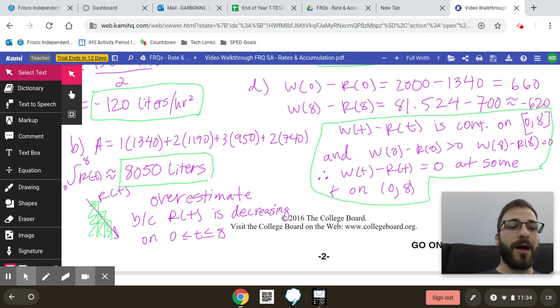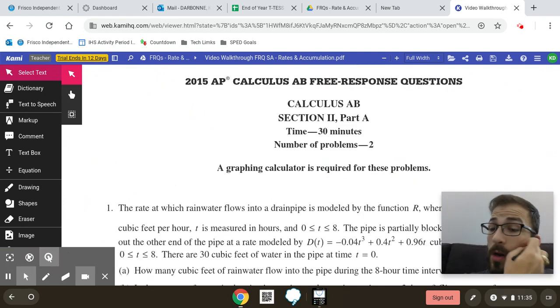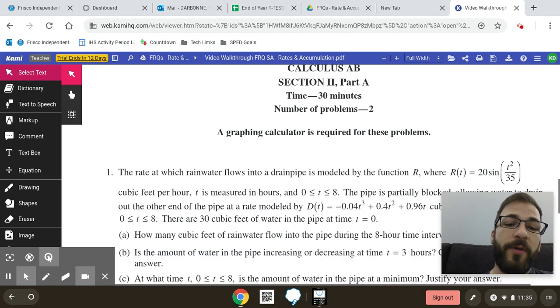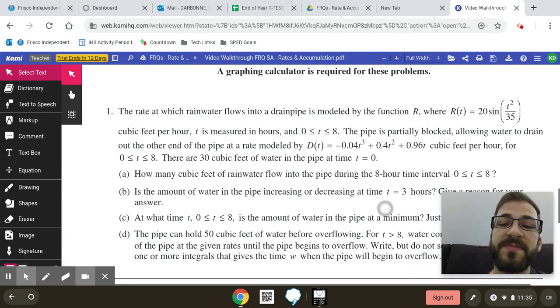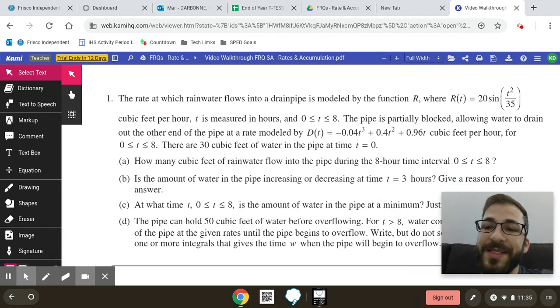Take a break. And I'm going to go straight into the second question. All right, y'all, we're going to be talking about the 2015 question number 1. The rate at which rainwater flows into a drain pipe is modeled by the function R, where R of t is equal to 20 sine of t squared over 35 cubic feet per hour. T is measured in hours, and the interval is 0 to 8.